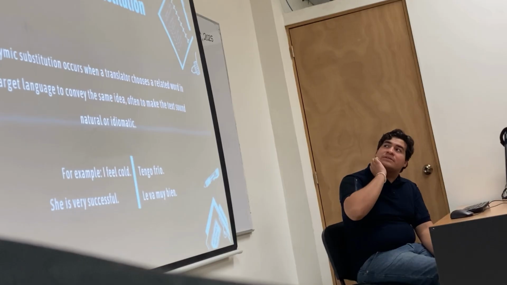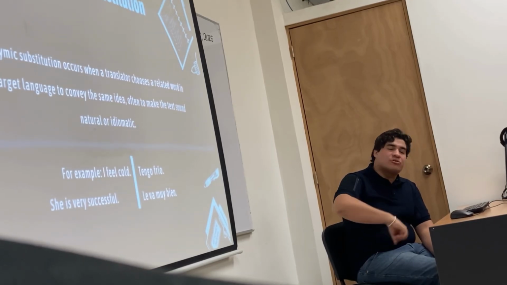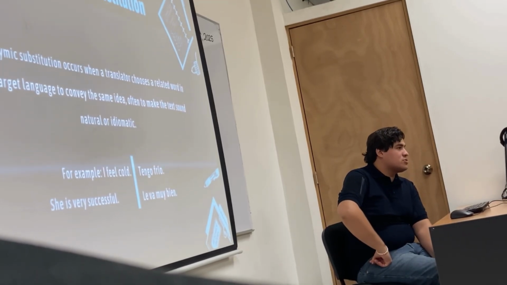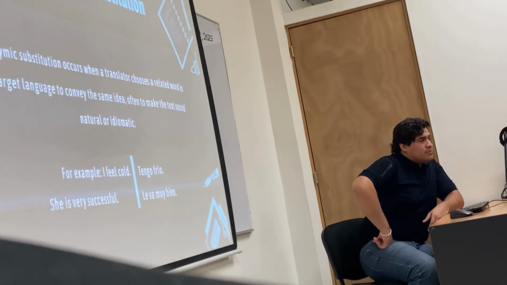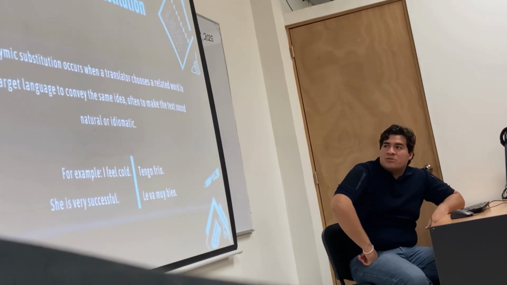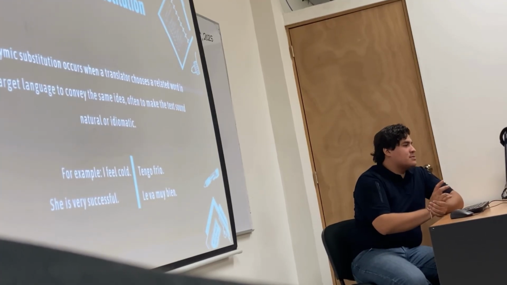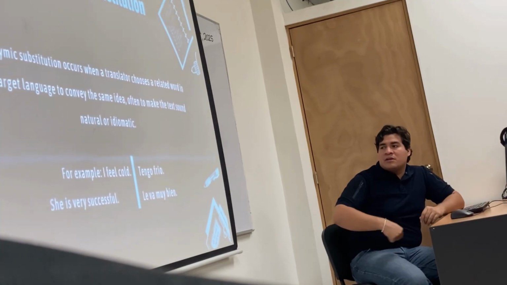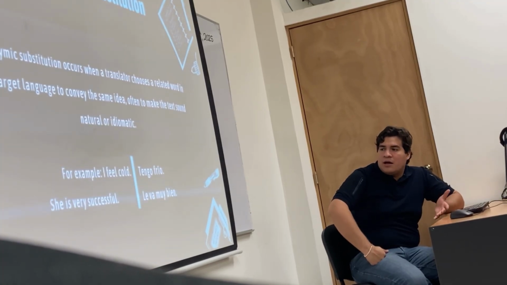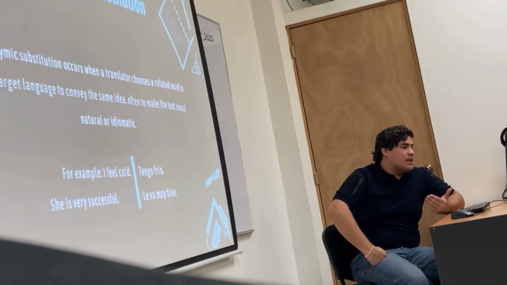Now, there are three types of substitutions. Just the first one, metonymic. The metonymic substitution occurs when a translator chooses a related word in the target language to convey the same idea, often to make the text sound natural or idiomatic. The example that we have here is, I feel cold, tengo frío. She is very successful, le va muy bien.